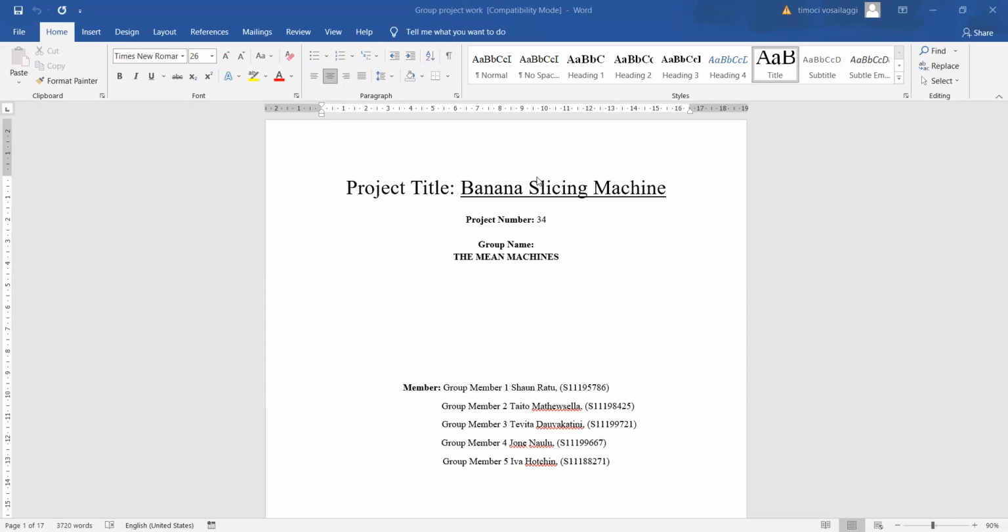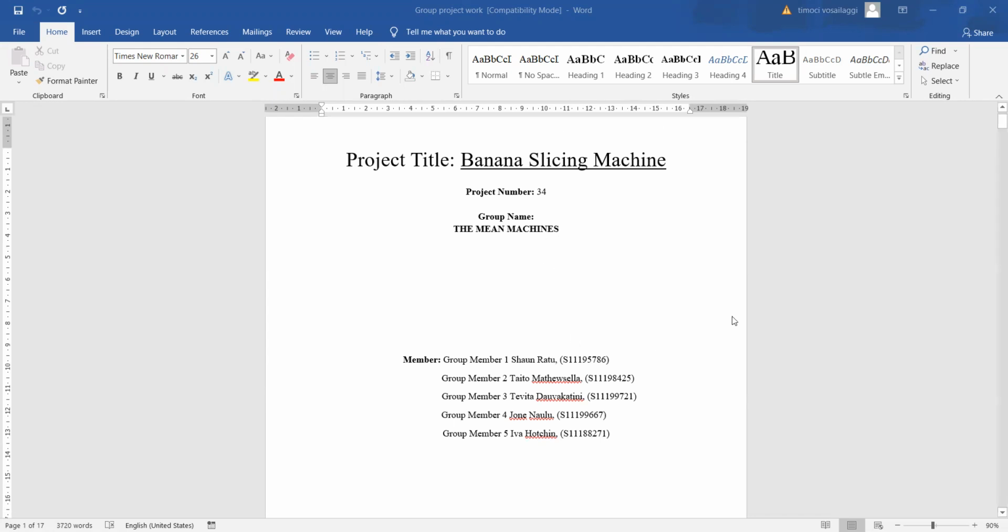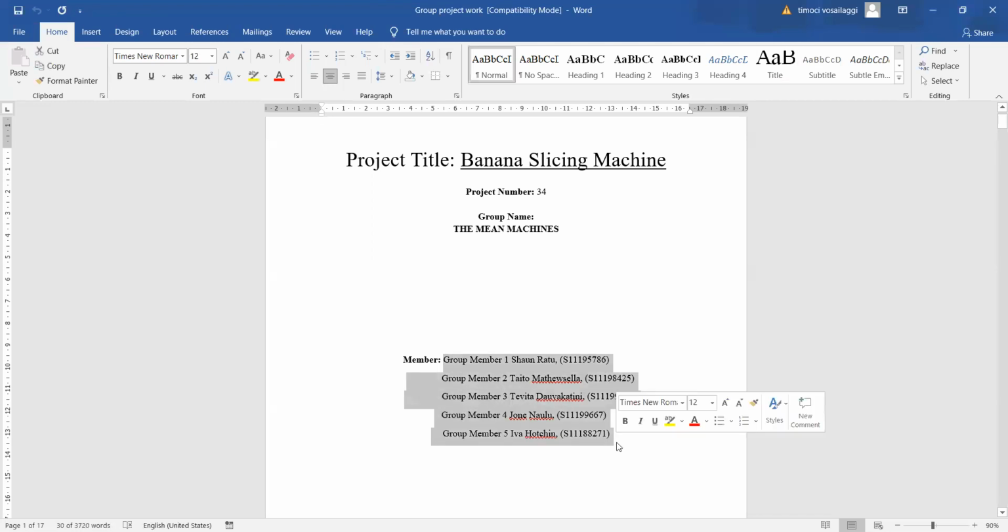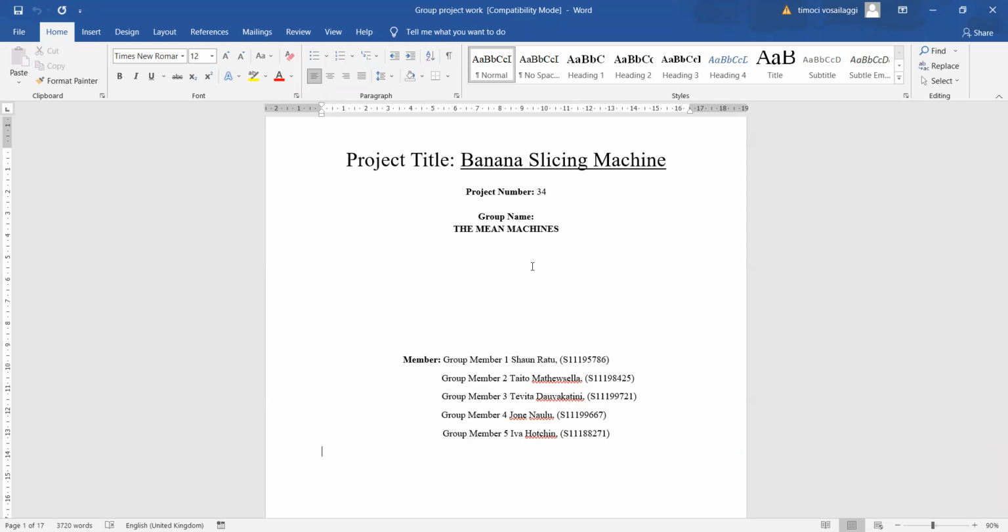Okay. So project title, banana slicing machine, group number 34, project name, Lean Machines. This is all great, okay? Make sure when you include group members, you include the group members who actually contributed, okay? If someone hasn't contributed, exclude their name from the project. That's a directive from Dr. Kabir, and that's one that we will take very strictly. So it's all up to you guys to decide who is contributing and who isn't.